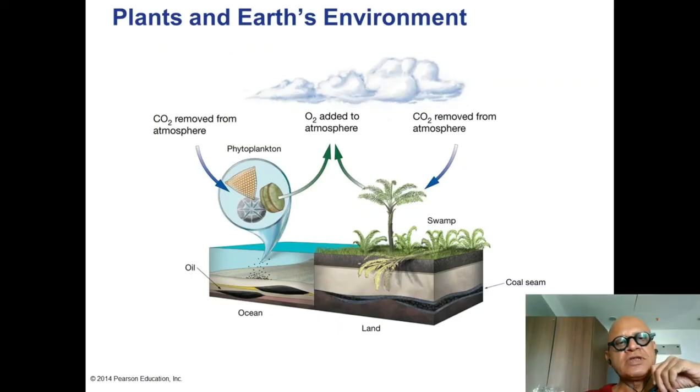Okay, so we are almost at the end of this chapter of introduction. Let's look a little bit more at plants and how they affected the Earth's environment. This schematic here shows that you have phytoplankton in the ocean, which are autotrophs, so they photosynthesize, so they remove CO2 from the atmosphere, which is abundantly available as dissolved CO2 in the ocean. It's not a trace gas in the ocean, unlike the atmosphere.